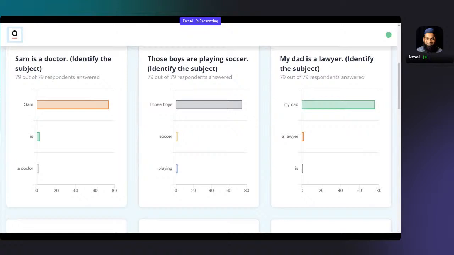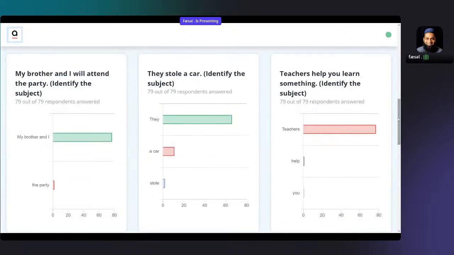Those boys are playing soccer. Who are we talking about? Those boys. So the subject is those boys. My dad is a lawyer. Who am I talking about? My dad. So the subject is my dad. Next one, my brother and I will attend the party. Who am I talking about? My brother and I. Not the party, okay? Not talking about the party, talking about my brother and I.